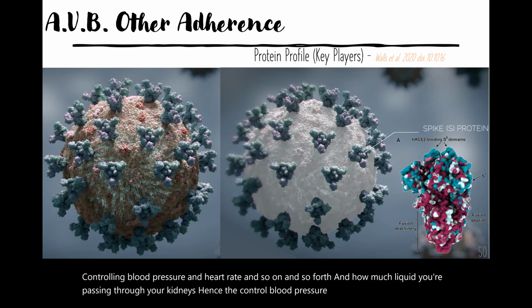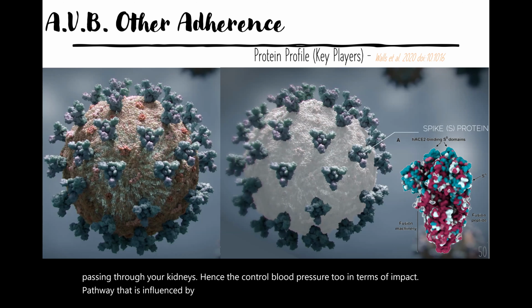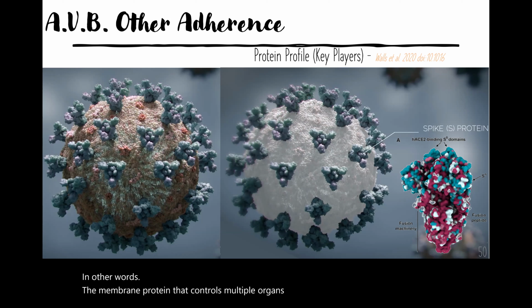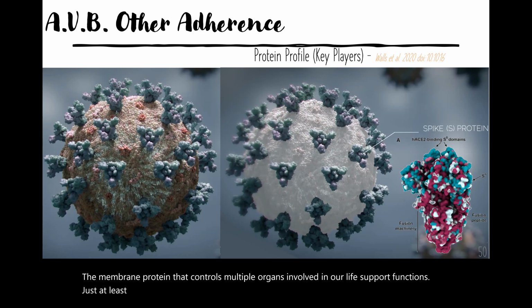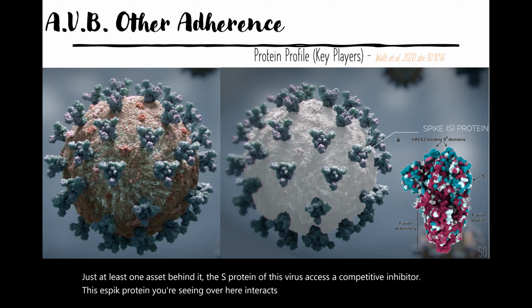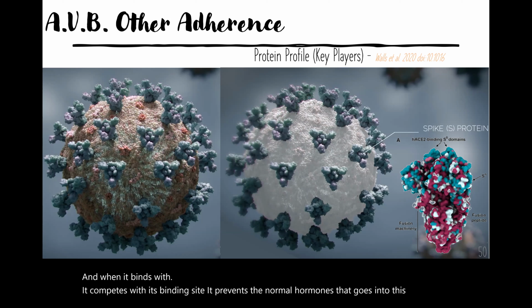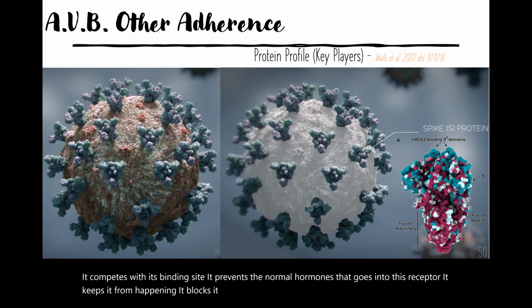But in terms of impact, this RAS pathway that is influenced by this ACE2 receptor is the ligand binding portion for the S protein on this particular virus. In other words, the membrane protein controls multiple organs involved in our life support functions. At least one aspect behind it: the S protein of this virus acts as a competitive inhibitor. This S spike protein that you're seeing over here interacts with the ACE2 receptor, and when it binds with it, it competes with its binding site. It prevents the normal hormones that go into this receptor and blocks it. It inhibits it, just like we learned during our metabolic class.